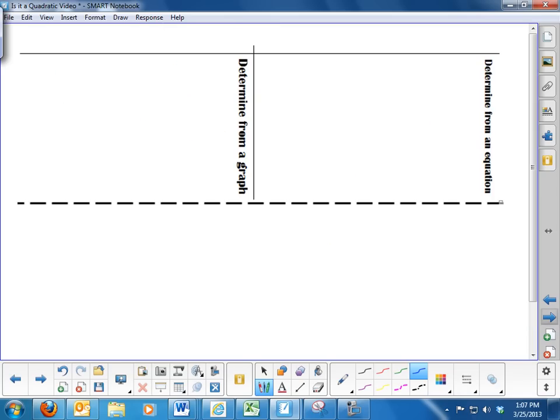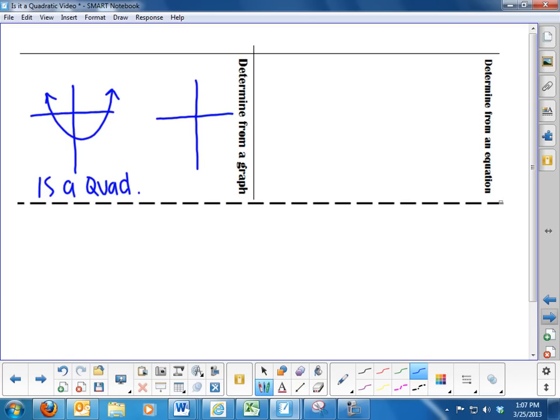Then when you look at your bottom two boxes, we have how to determine from a graph. All you want to do is determine whether something is a quadratic just by looking at the graph to see if it is a parabola. So anything that's U-shaped that would pass the vertical line test is going to be a quadratic. So this is a quadratic. Something that would not be a quadratic would be anything that is not U-shaped. For example, a line. That's linear. So this is not a quadratic because it does not make that U shape.